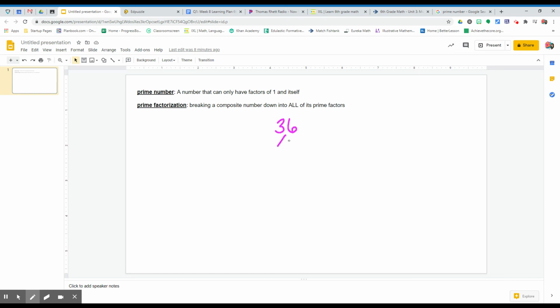So for me, 36, I would break it down into 6 times 6 because it's just one that I know and I remember. But I know 6 can be broken down even further into 3 and 2, which means this 6 can be broken down even further into 3 and 2. I know that 3 and 2 are both prime numbers, so I'm going to go ahead and circle these because I can't break them down any further. So the prime factorization of 36 would be 3 times 3 times 2 times 2.